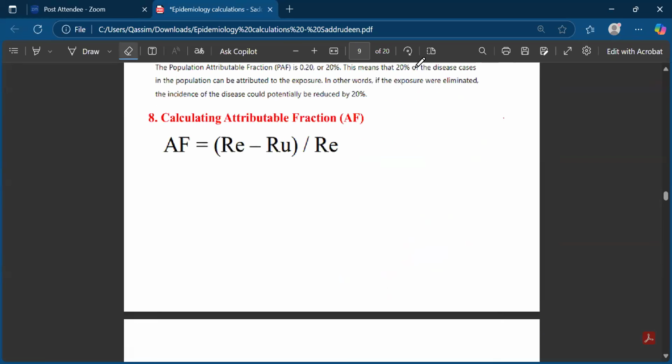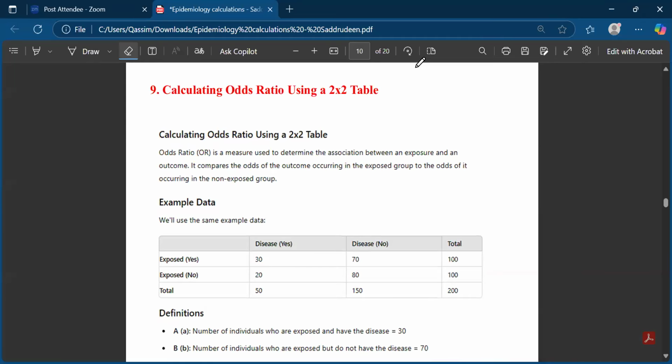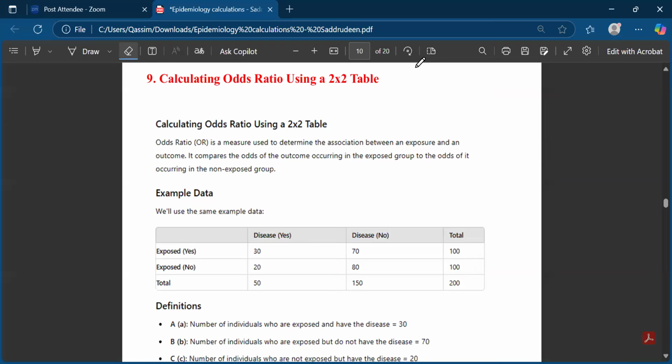I think we're almost halfway. It's going to be a long one, but I'm going slow, and as long as you're listening keenly, you would understand. Even if you don't listen keenly, I'll send this document. It'll help you as a guide.